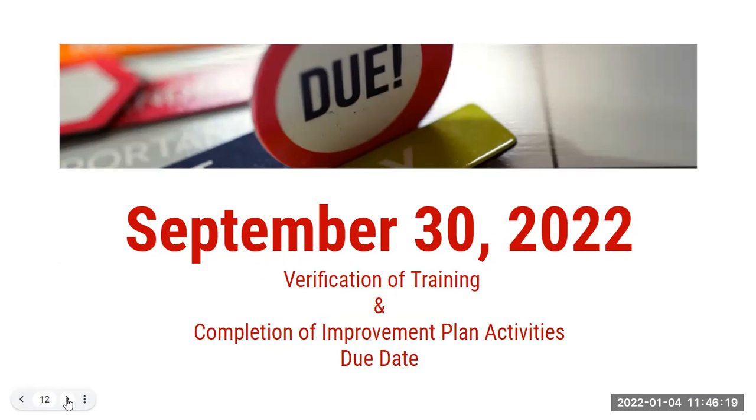Now, September 30th of 2022, you will submit verification of training and completion of the improvement plan activities. That is the due date. So you will be writing your SRSR and your improvement plan and have that submitted. Your training and verification will not happen until September 30th, or at least what you have done of what you said you will be doing in your improvement plan. So those are two different dates we do need to keep in mind so they don't get away from us.